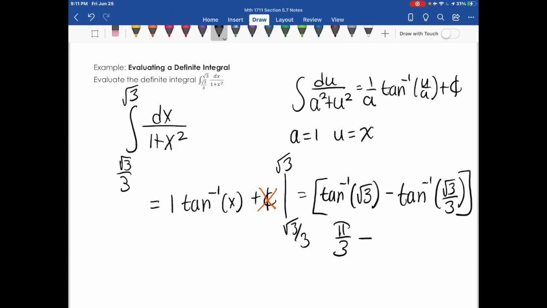Now, when I find the inverse tangent of square root of 3, that's going to be pi over 3. When I take the inverse tangent of square root of 3 over 3, that's pi over 6. So when I subtract those, that's going to give me pi over 6. So my final answer is going to be pi over 6.